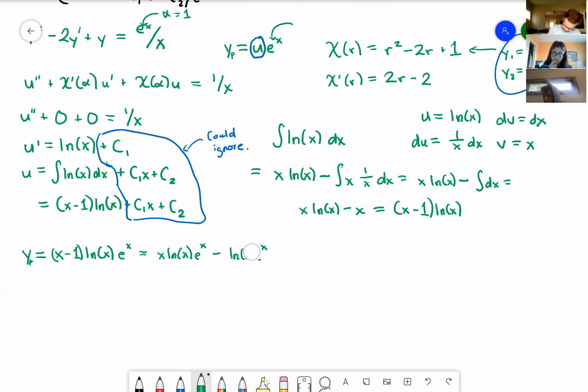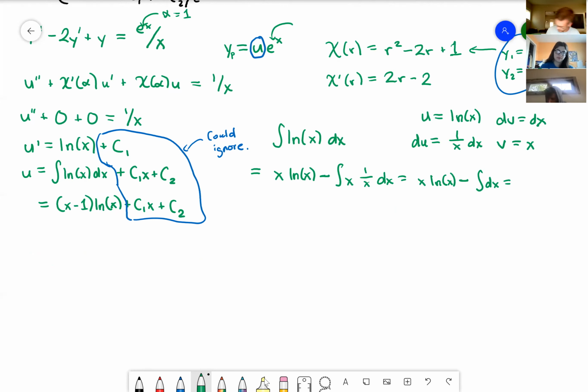Yes, I made a huge mistake. This is actually a mistake that I've been making all morning when I was preparing for this. So, why not now? This should have been x natural log of x minus x, not x minus 1 times natural log. So that was a really bad mistake. My apologies.